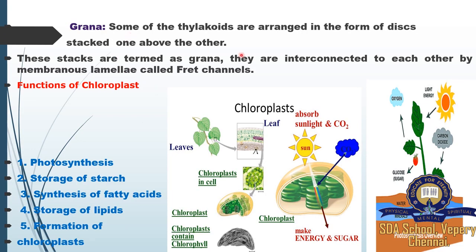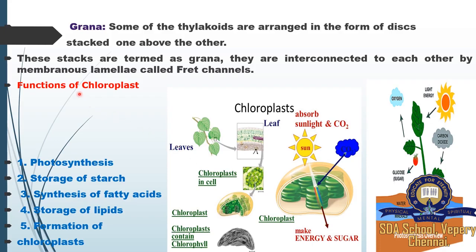Grana. Some of the thylakoids are arranged in the form of discs stacked one above the other. These stacks are termed grana. They are interconnected to each other by membranes, lamellae, called Fret channels. Here inside the thylakoid, it has been arranged in a half disc-like structure. So they are interconnected to each other by a membrane, and we can call it Fret channels.